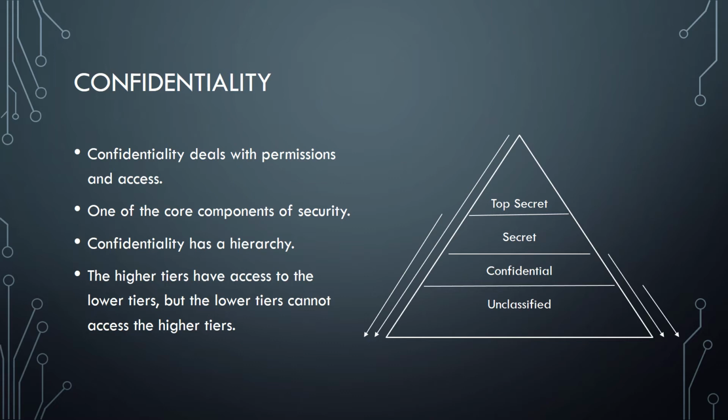So to recap, confidentiality deals with permissions and access. It is one of the core components of security. Confidentiality has a hierarchy. The higher tiers have access to the lower tiers, but the lower tiers cannot access the higher tiers.